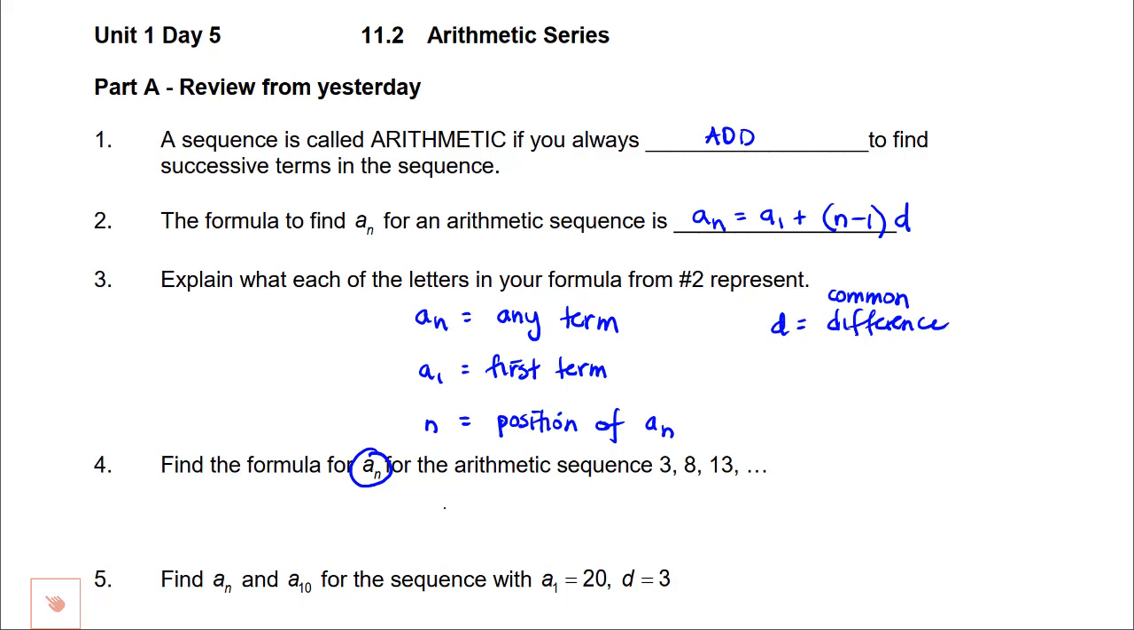So A sub n equals, what's the first stepping stone? 3. How many steps do I take to get there? N minus 1. And how much is each step? Now you say 5. Okay? So if I clean that up, do you see 5n? Do you see negative 5 plus 3?